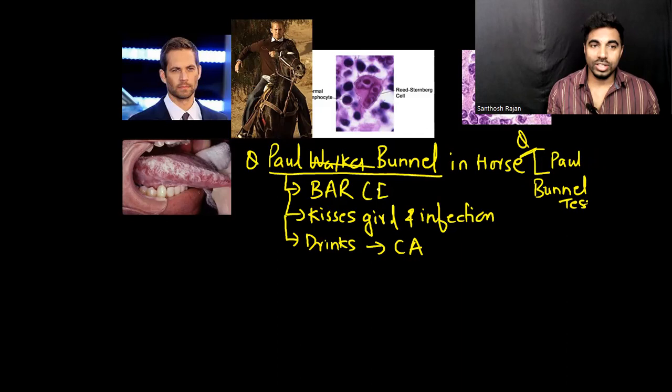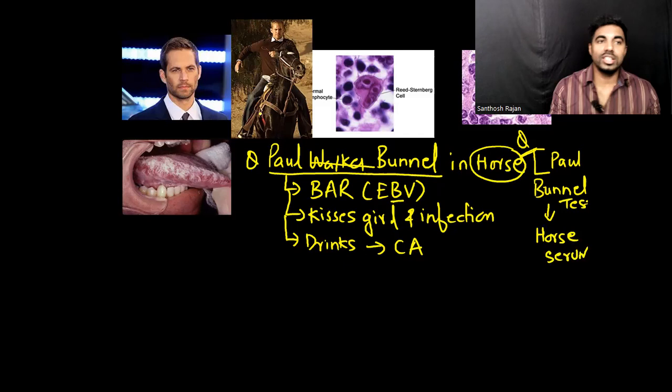And bar, why? Because Epstein-Barr virus, okay? EBV, Epstein-Barr, B for bar. That's what I remember. I kept the name bar, okay? So Paul goes to bar. Why do I use the word horse? Because in the Paul Bunnell test, which serum is used? Horse serum. They might ask. If you don't know, that's why I gave you the clue, horse serum.